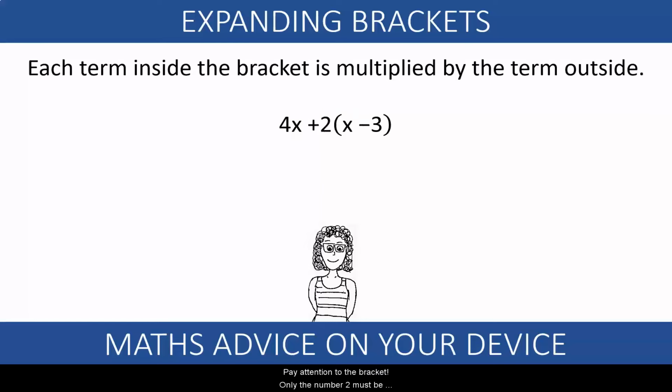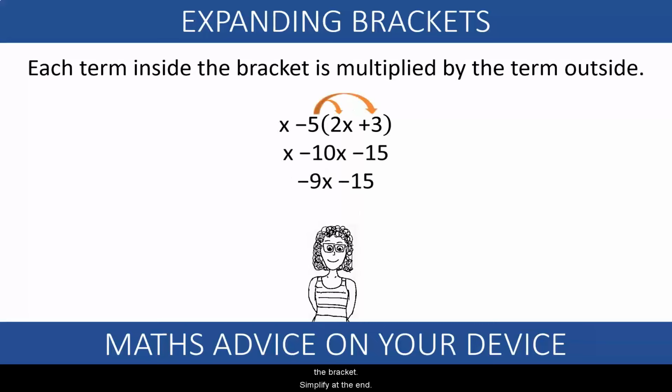Pay attention to the bracket, only the number 2 must be multiplied by the terms inside. 4x must be left alone, and of course then simplify as much as you can. Same here, you must multiply only minus 5 by the bracket and simplify at the end.